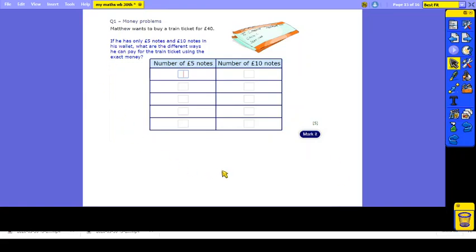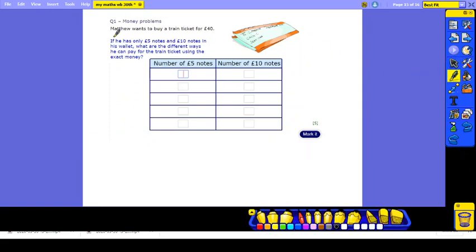Okay, so I'm thinking today about algebraic thinking, meaning different kinds of solutions that numbers or letters can represent in order to satisfy an equation. So here I have: Matthew wants to buy a train ticket for £40. If he has only £5 notes and £10 notes in his wallet, what are the different ways he can pay for the train ticket using the exact money?